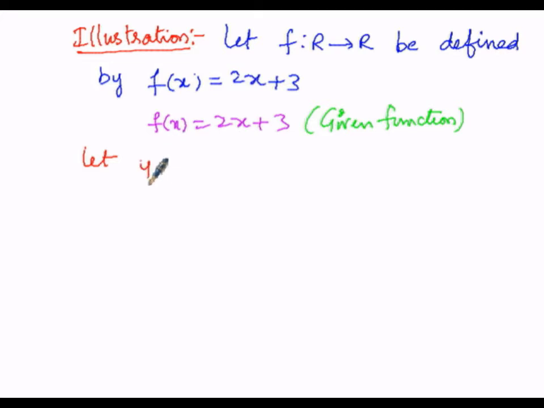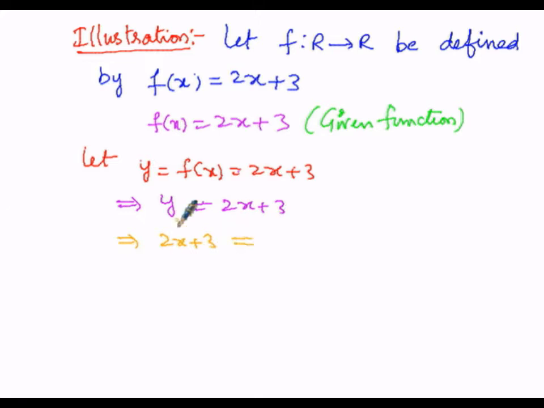Let y is equal to f of x, then that is equal to 2x plus 3. Then now instead of f of x we can replace it by y. Then that implies y is equal to the right hand side, that is 2x plus 3. Then now I am interchanging right hand side and left hand side. So that implies 2x plus 3, totally the right hand side I wrote on the left hand side, is equal to the total left hand side I am going to write on the right hand side. So I got this step.